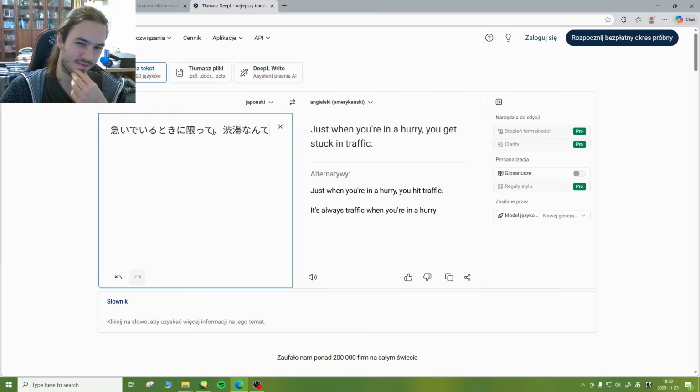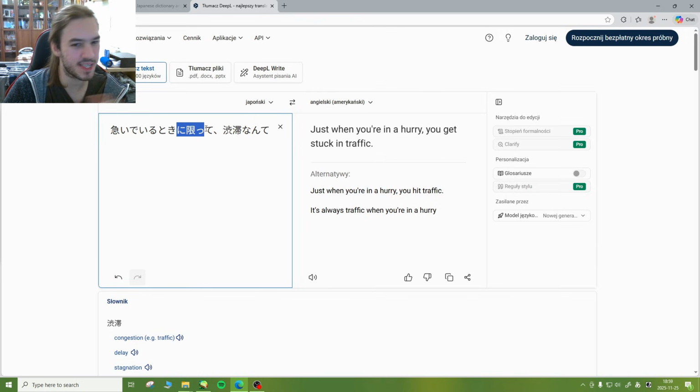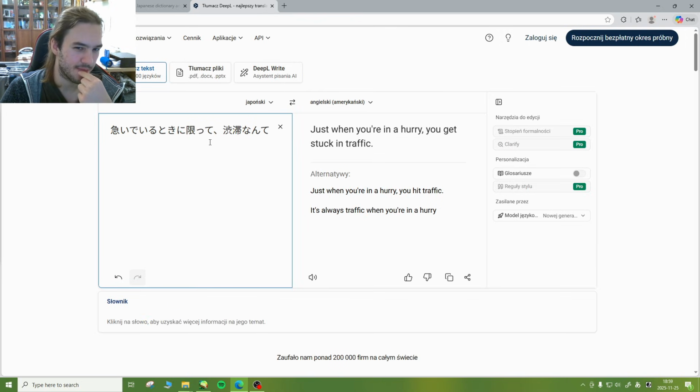But again, what is this に限って? You've never seen it before. You know that 渋滞, okay, it's a traffic jam, 急いでる, you know. But what is に限って? You start wondering. So what's the next step here?